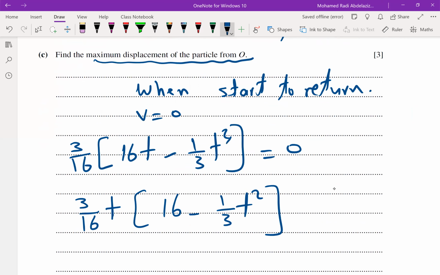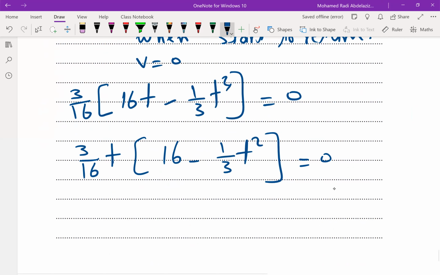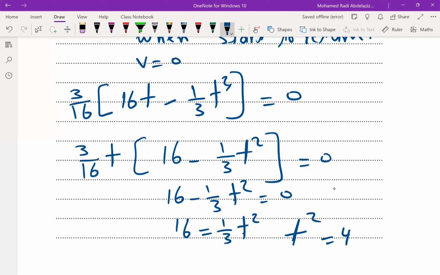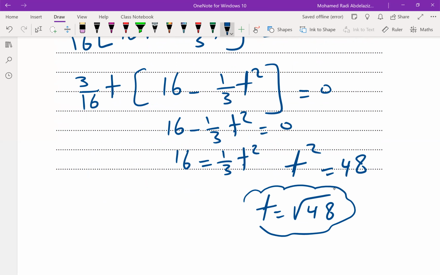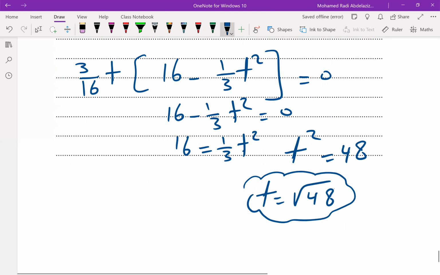When you take t outside, it is equal to 0. So 16 minus one third t squared is equal to 0. So 16 is equal to one third t squared. So t squared is equal to 48. By taking the square root, t will be root of 48. So the maximum displacement happens when time is equal to root of 48.